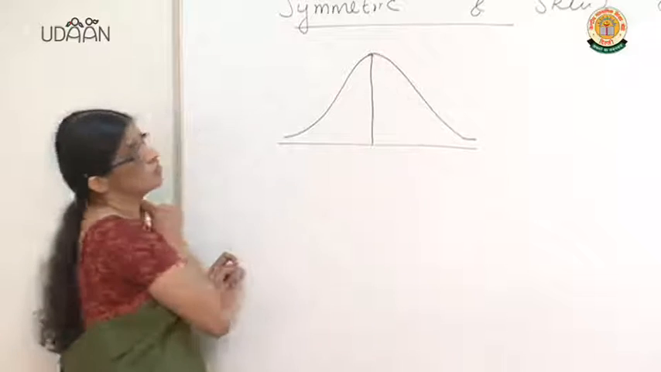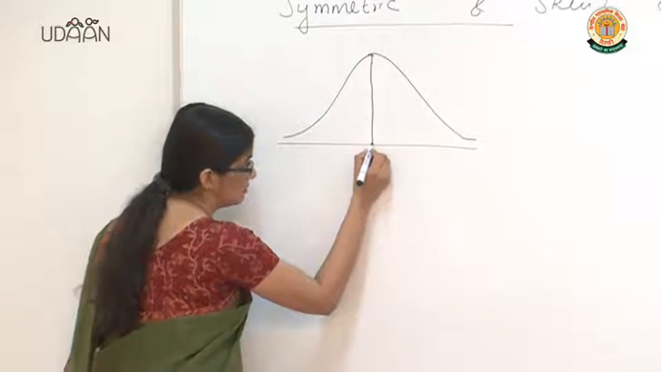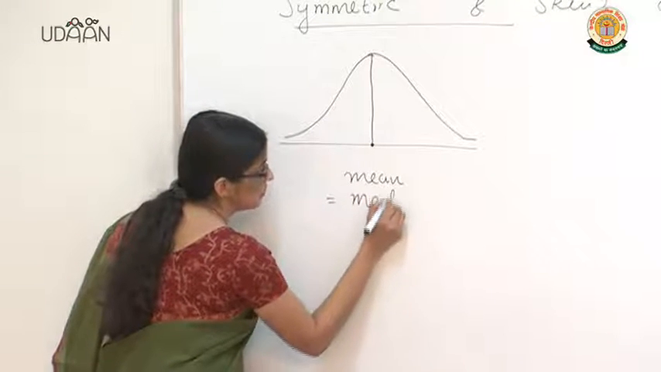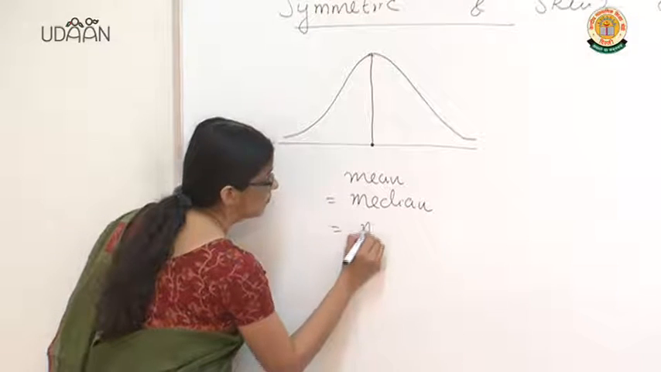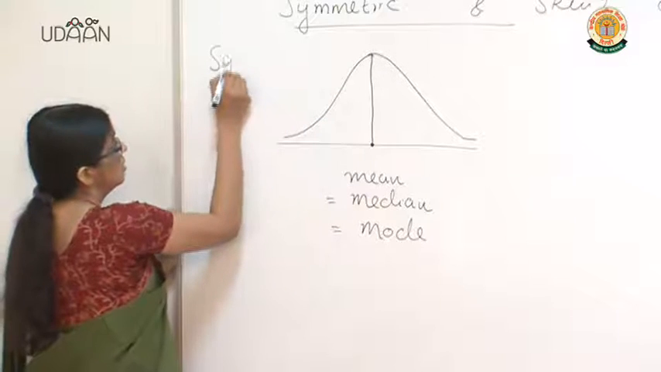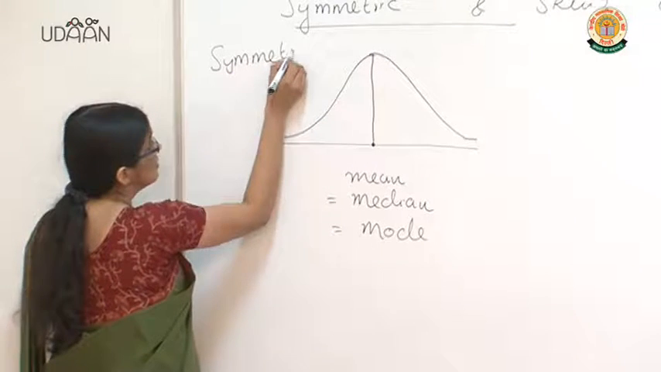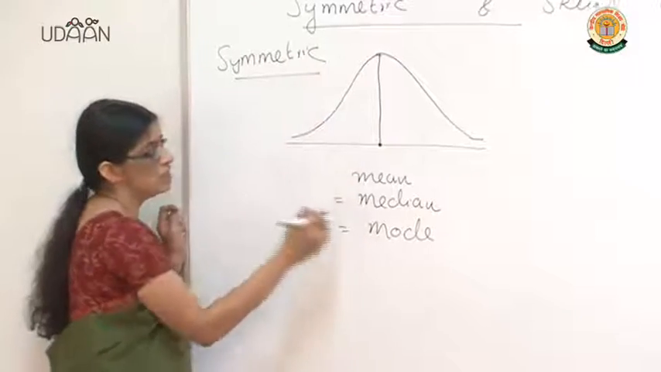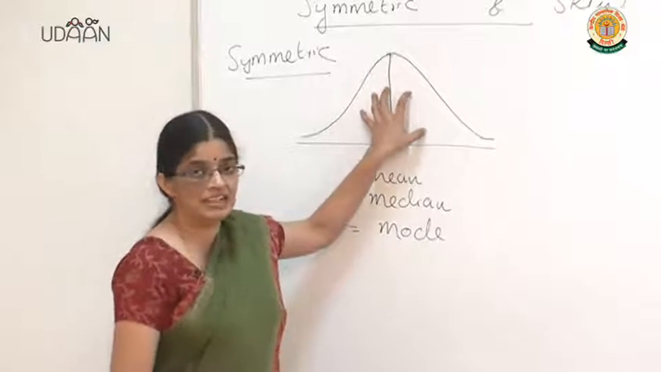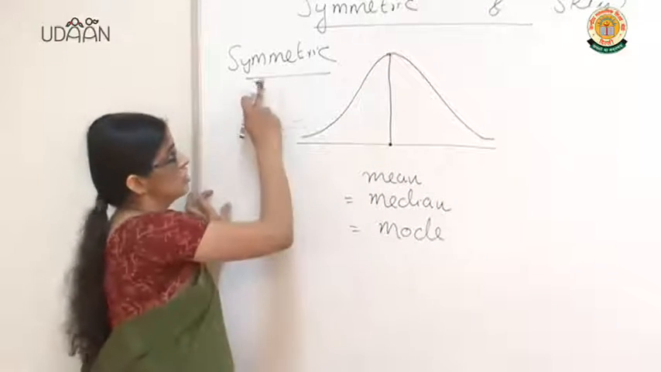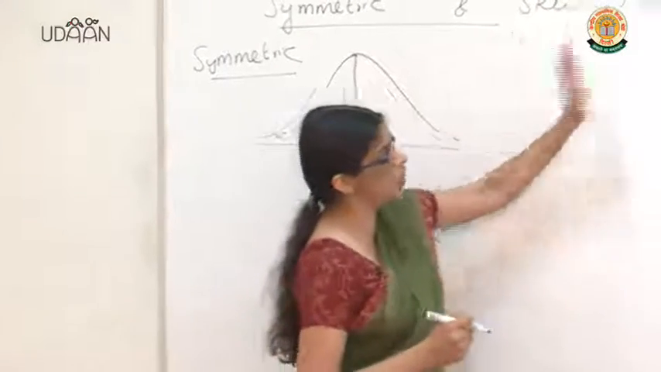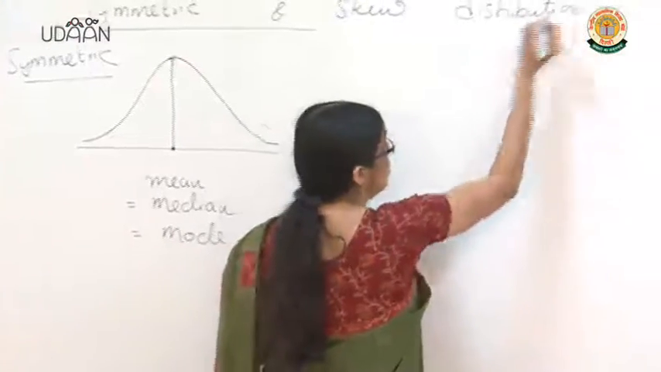So, if the distribution is symmetric, in this case mean equal to median equal to mode. I will write here, in the case of a symmetric distribution, mean equal to median equal to mode. Graphically, how will we know? It should be a bell shape. If it's a bell shaped curve, the distribution is a symmetric distribution. Now let us discuss about skew distributions, that is, which are not symmetric.